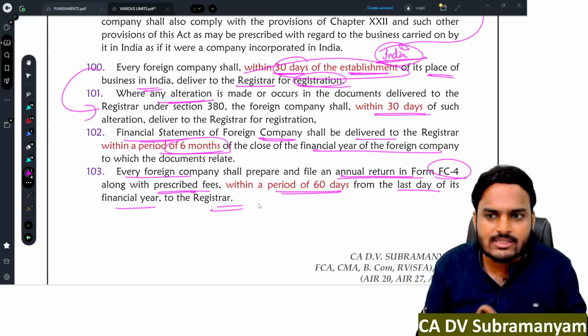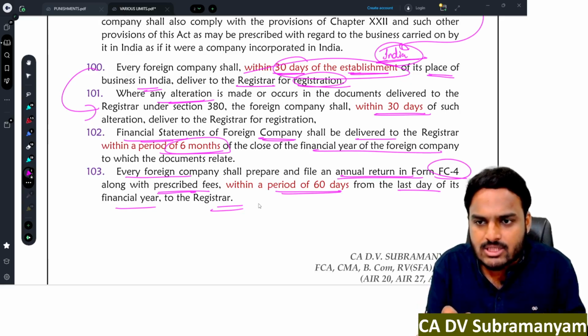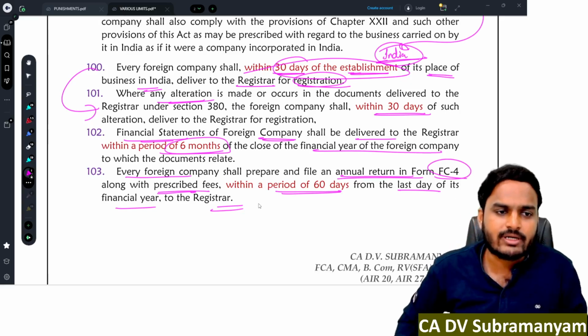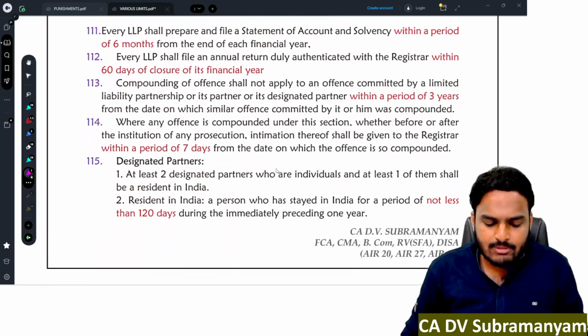Coming to foreign companies, here AGM is not the point. Here the point is last date of the financial year. To that add 60 days. And that is the due date for filing annual returns. And the last chapter, limited liability partnership.